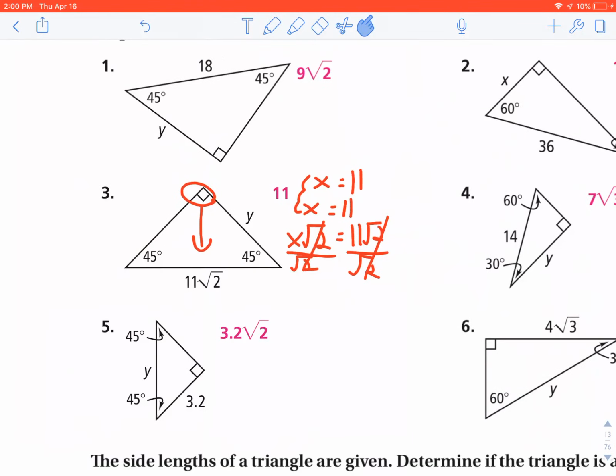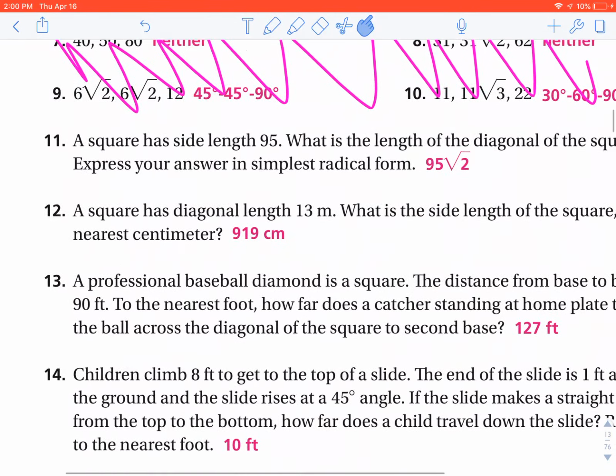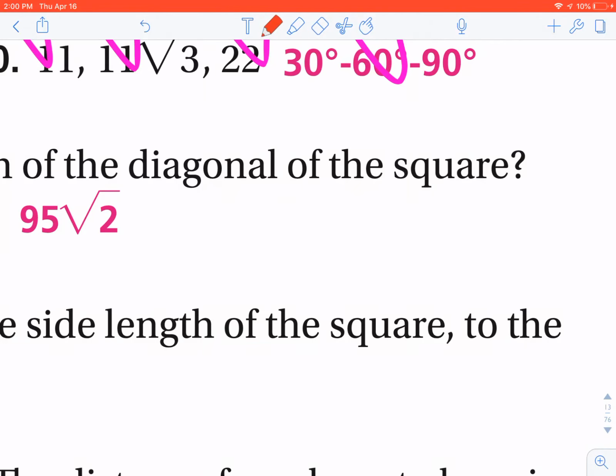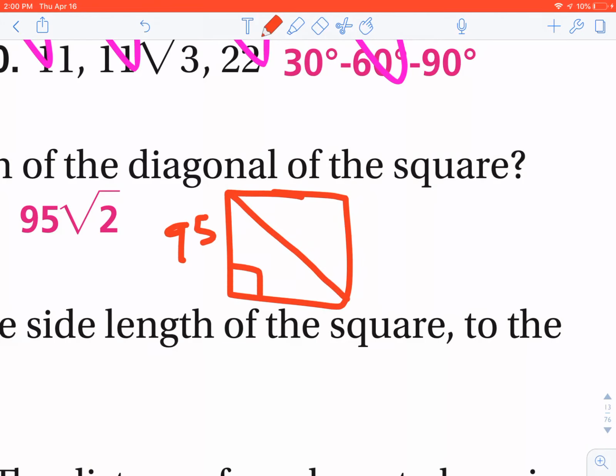Let's take a look at number 11 next. And these are all kind of similar. A square has a side length of 95. What is the length of the diagonal of the square? Well, the one thing we know about a square is that when you draw the diagonal, these were 90-degree angles. The diagonals bisect the opposite angles. So half of 90 is 45. When I do this, this angle's still right, and this side length is still 95. That tells me that's a 45-degree angle. So these are 45, 45, 90 triangles.